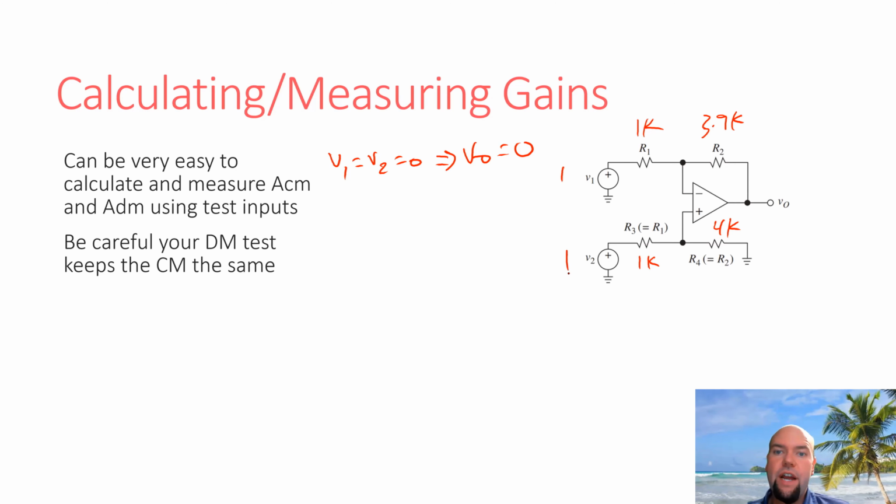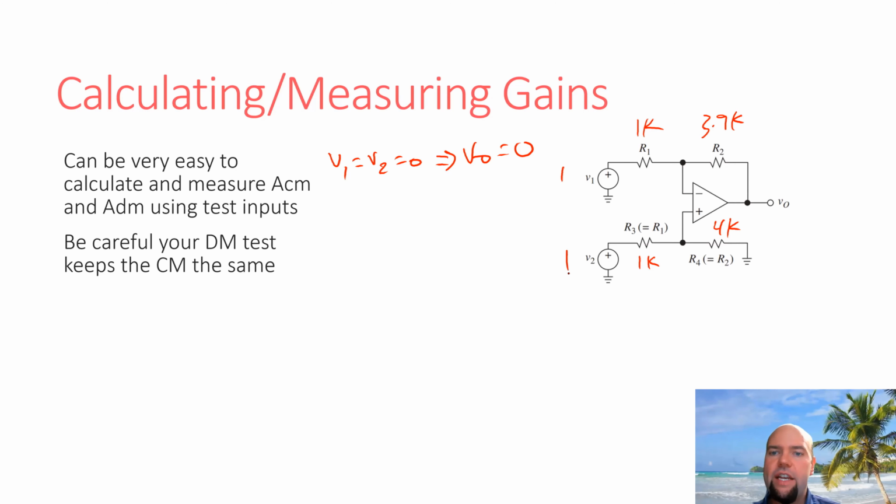So if both of these inputs are now 1 volt, how much differential mode do we have at the input? We have 1 volt differential at the input. Oh, sorry, not differential. We have 1 volt common mode, right? So we have 1 volt common and 0 differential. When both inputs were 0, we had 0 common, 0 differential. When both inputs are 1, we have 1 volt common and 0 volts differential.